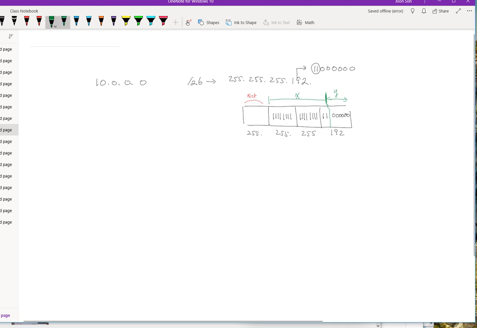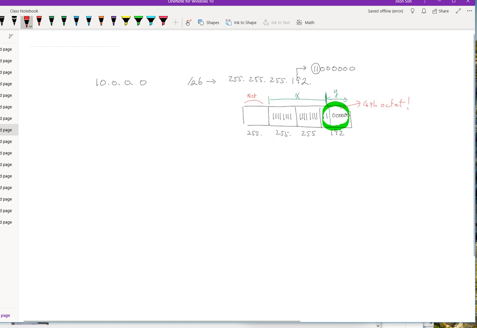So what we have to really focus on is the 4th octet. That means subnetting is really performed in the 4th octet. So that's what we have to really focus on. Okay, so this is the 4th octet.